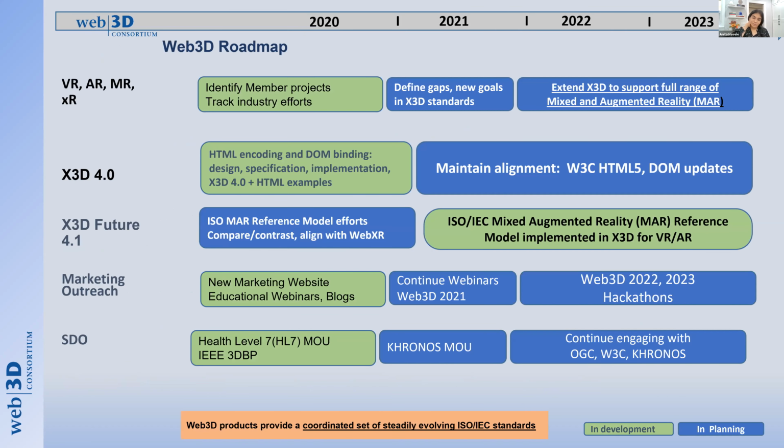This is the roadmap. I was hoping Nicholas would talk to this slide set, but here's something I think we would like to share with you. These are some of the milestones for 2020, 2021, and we also have some initiatives that we hope to accomplish in 2022 and 2023. One of the things we're working on is the VR, AR, MAR initiative, which is going to be part of X3D 4.0, 4.1.